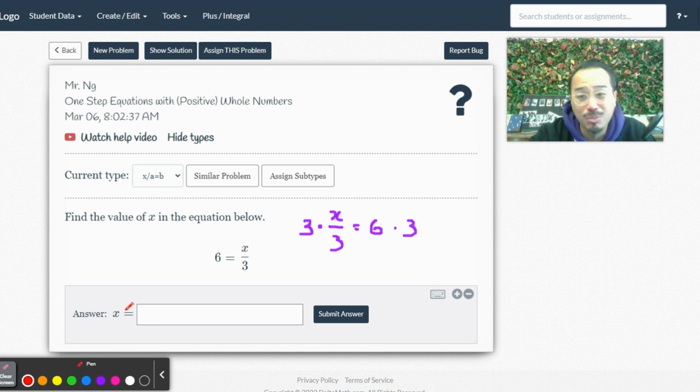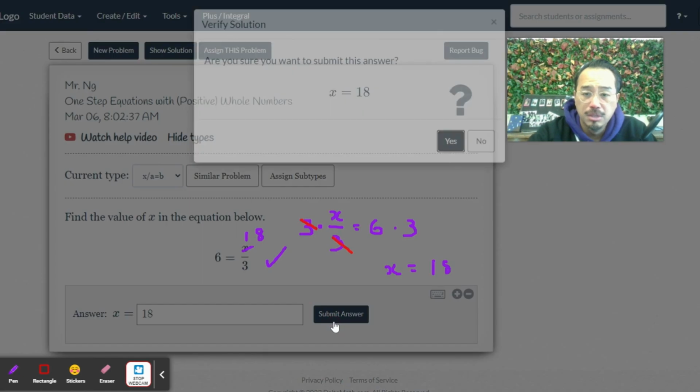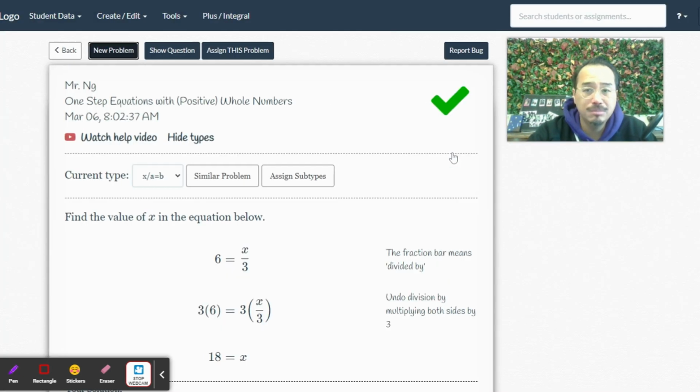Now, remember, this is why we did cross canceling, right? These cancel out. So that's x. So x equals 6 times 3. That's 18. Now, you can also check your answers, right? If I put 18 here, 18 divided by 3, is that 6? Yep, you bet. So the solution is correct. And that's it.